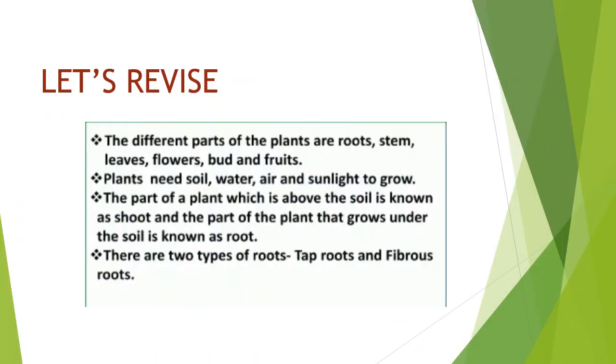Now, in this lesson, what did we learn? We learned the different parts of the plants are root, stem, leaf, flowers, buds and fruits. We saw that plants need soil, water, air and sunlight to grow. The part of the plant which is above the soil is known as the shoot, and the part of the plant that grows under the soil is known as the root. We saw that there are two types of root, taproot and fibrous roots.